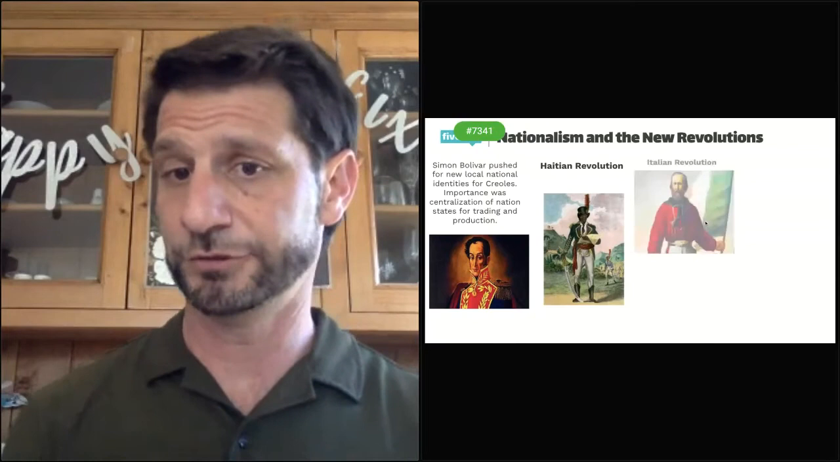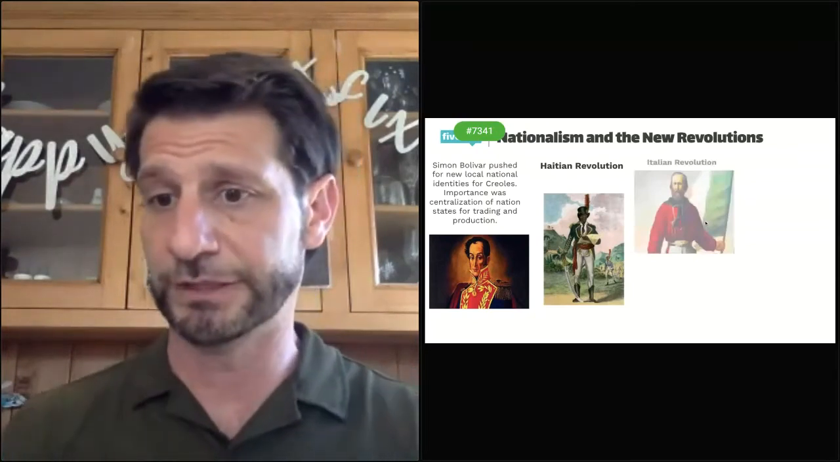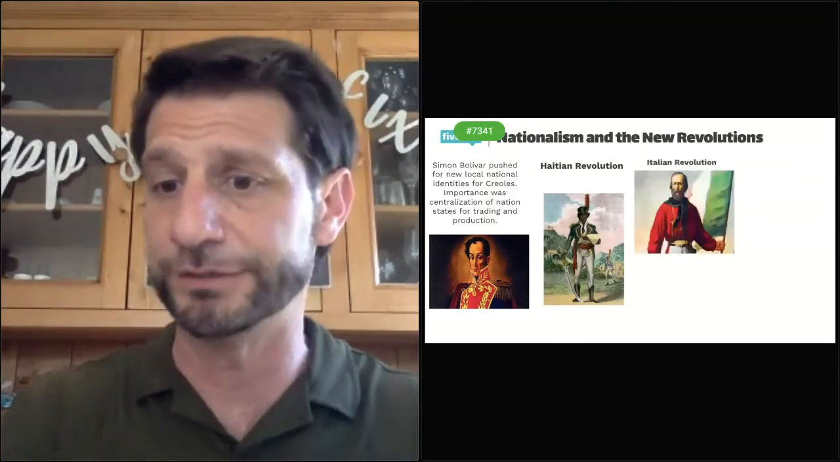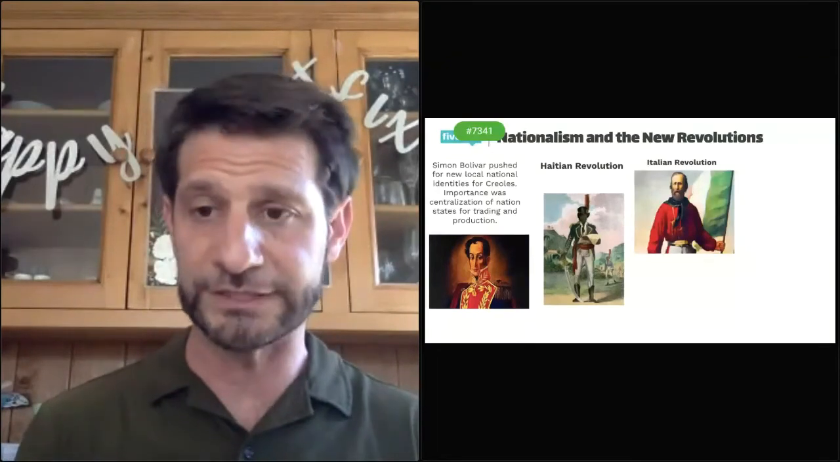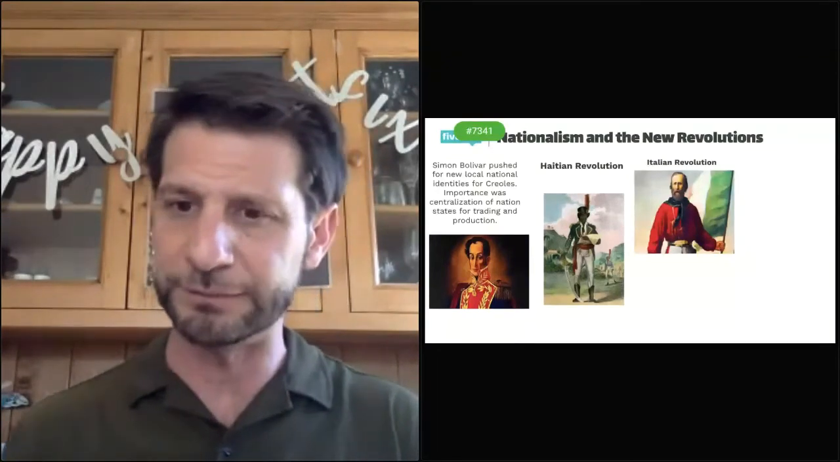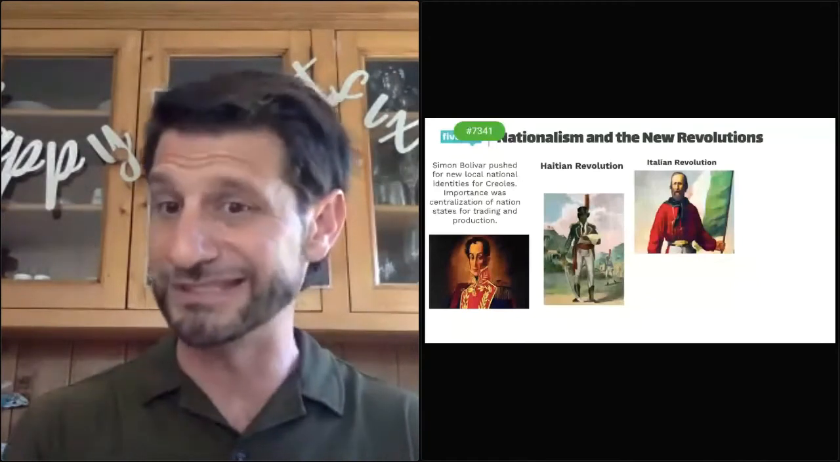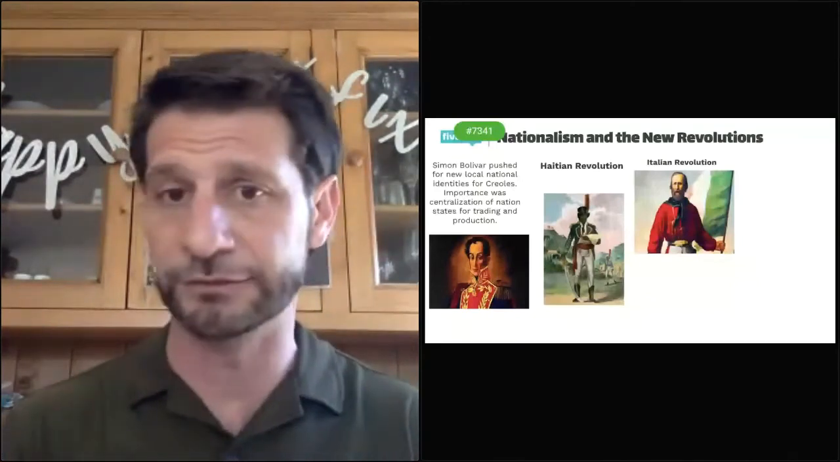The other big one that took place this time period is the Italian Revolution, led by this guy. His name is Giuseppe Garibaldi. Giuseppe Garibaldi attempted to take Italy and unify it together. He wasn't really going to succeed, but there were people around him who took that movement and did succeed and made Italy into a country.